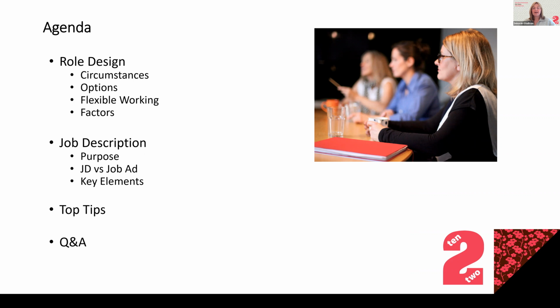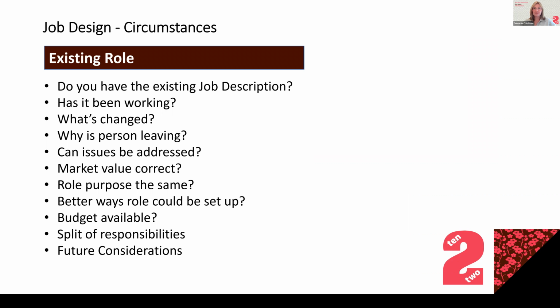So job design. The key thing about a job design is you need to understand your circumstances. And generally you're going to have two circumstances. There's going to be an existing role, so somebody is leaving, has been promoted, is going on maternity leave, or you're going to have a new role. So I just wanted to go through the sorts of considerations you should be thinking about if you have an existing role. So really good place to start is, do you have an existing job description? And even if you think, oh, that role has changed significantly, often it's a good place to start to see where you started with this role. So if you haven't, it doesn't matter because you're going to create one through the process.